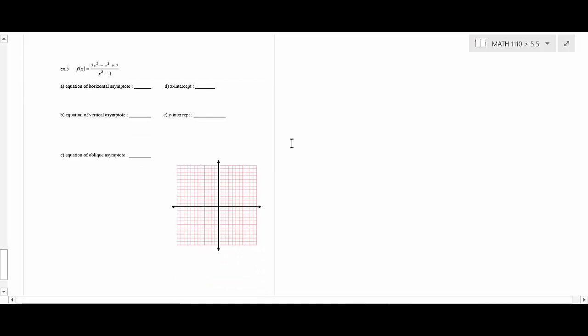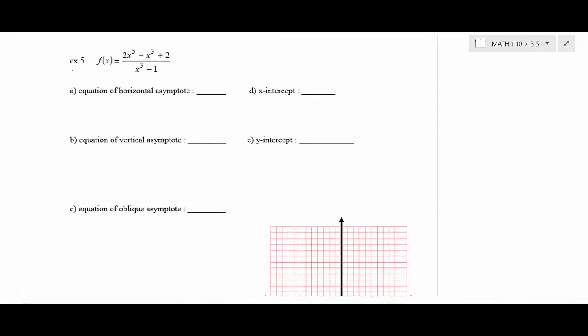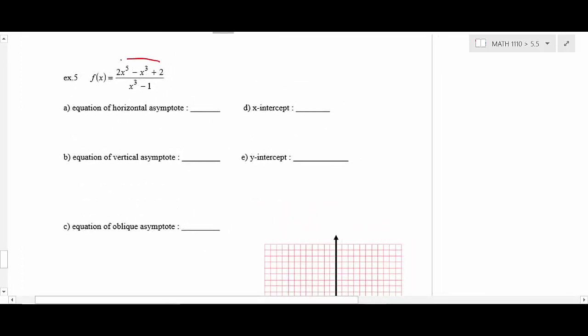This next one, I'm just going to do on the calculator, so we're not going to go through too much on this. First of all, can you tell me what the horizontal asymptote is just by looking? What's the degree of the top? 5. What's the degree of the bottom? 3. So what's the answer? We don't have one. It's like the last problem, so you don't have one.